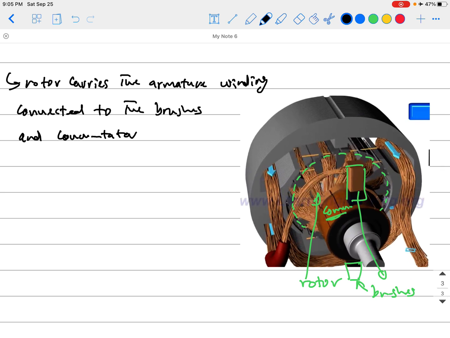Okay, what about the stator? The stator of a DC machine carries the field winding, sorry. So we call the stator the field member. Okay, that is the source of magnetic field. And the source of the magnetic field here is these poles. It is iron pieces like this.